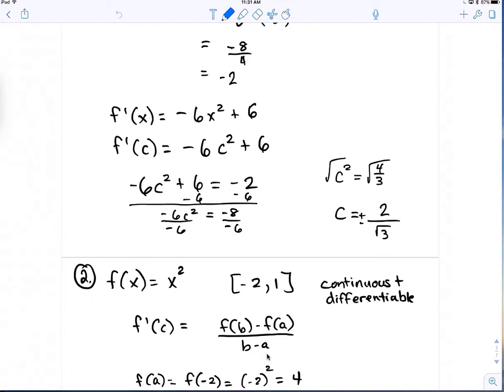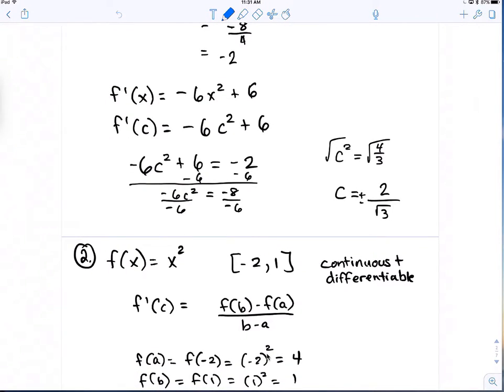And then we're going to go right into evaluating. So evaluate f of a. What is a? -2. Evaluate f of b. What is b? 1. So take a few minutes to go ahead and evaluate that, and then you can look back at this and check your answer. Pretty basic algebra here, so it shouldn't take you but a minute.